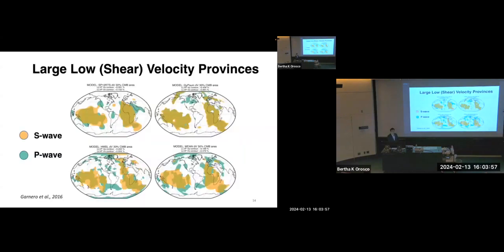They are not only shown in shear wave velocity anomalies, but also in P wave, compressional wave models. As we show here, the green shows the P wave models. Also degree-2 structures, one beneath the Pacific, one beneath the African continent. These two degree-2 large structures are consistent in every global seismic tomography.